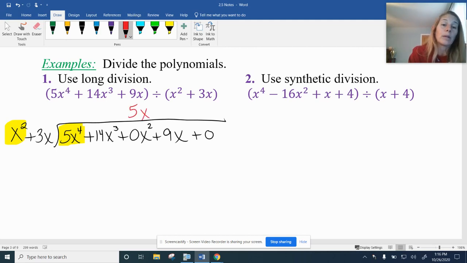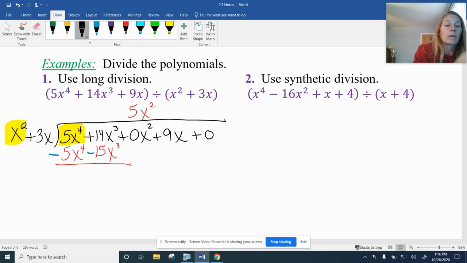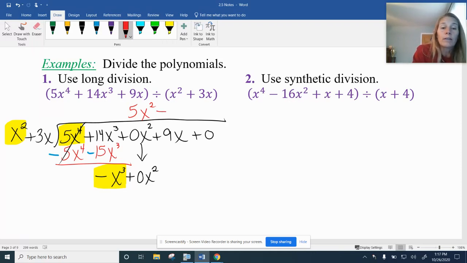And I'm going to put that up top, right on top of my other x squared, so I can keep it organized. 5x squared times x squared is 5x to the 4th. 5x squared times 3x would be 15x cubed. And of course, both of these will get subtracted. So the first two cancel, and then this gives me negative 1x cubed. And then if I'm dropping down my next term, it's just 0x squared, or really you don't have to drop anything down. So again, now we're looking and saying, okay, x squared times what would give me this negative x cubed is just negative x.